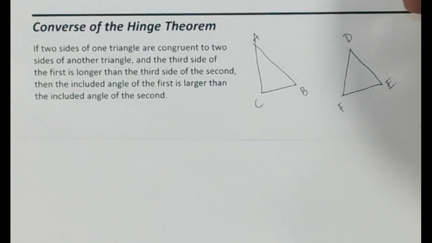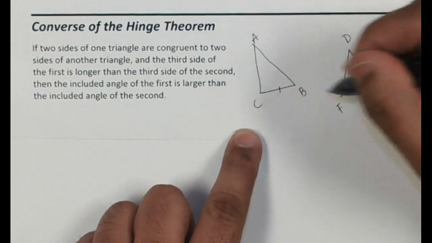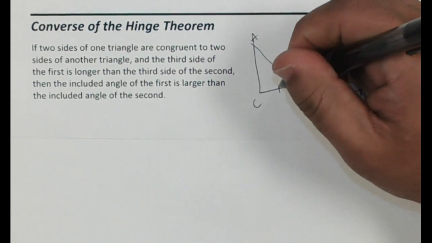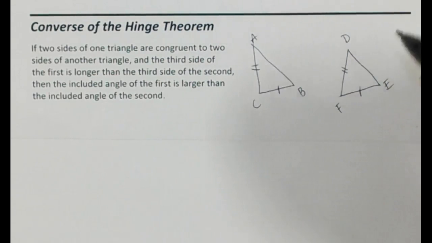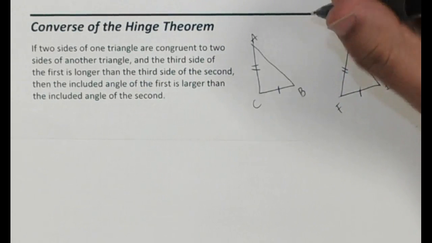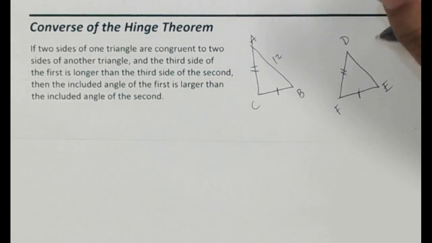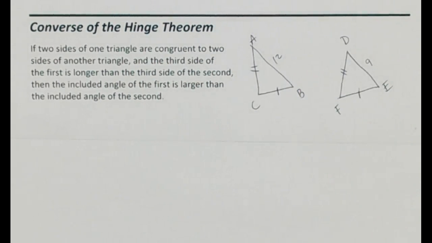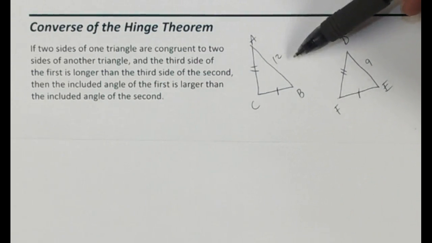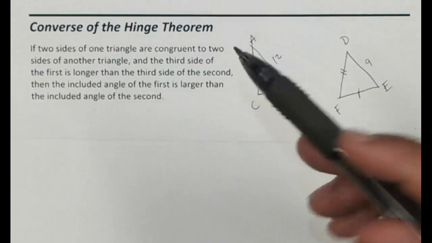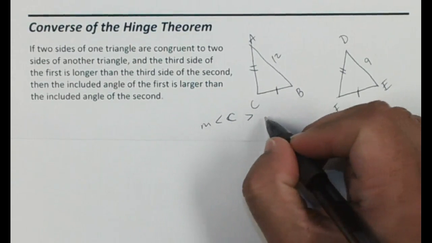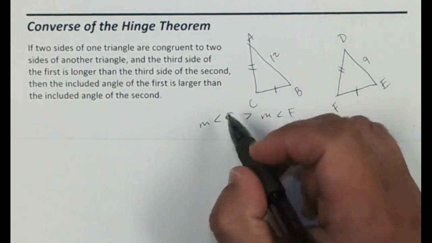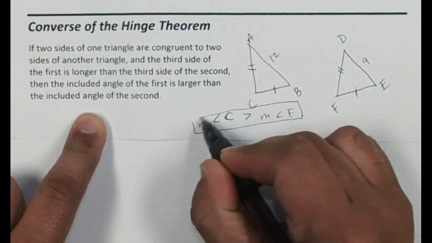Okay, and the same kind of hypothesis. I know I have two pairs of corresponding sides that are congruent. So let's say BC is congruent to EF, and I know AC is congruent to DF. Okay. This time, instead of giving you the angle measures, we're going to go backwards and say, okay, I know the length of AB is 12, and the length of DE is 9. Okay. Because this side here is longer than this side over here, that tells me that angle C, or the measure of angle C, has to be greater than the measure of angle F. Okay, so this would be the converse of the Hinge Theorem.